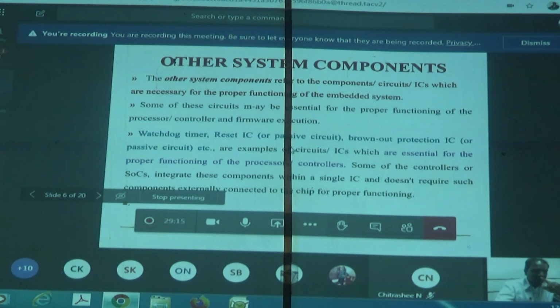Next, reset IC. It is also called a passive circuit. The next is brownout protection. If any mishap happens to this circuit, then immediately the brownout protection IC plays a major role in safeguarding all the components and the software. So these are a few examples that we are going to study in further topics.